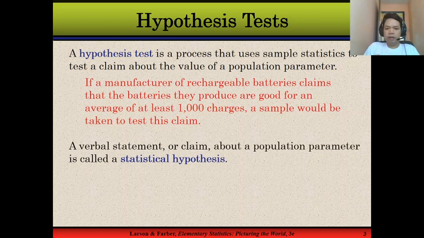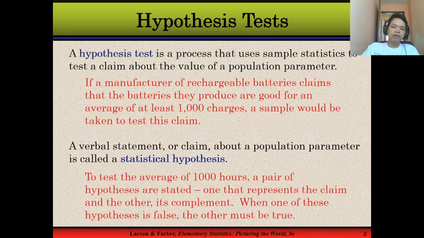A verbal statement or claim about a population parameter is called a statistical hypothesis. So, for us to test the average of 1,000 hours, a pair of hypotheses are stated. Syempre, one that represents the claim and the other is its complement. So, totoo ba na at least 1,000 charges? Or, pwede naman isang hypothesis, baka naman less than 1,000 charges. So, among the two hypotheses, one of them must be true, and the other is false.